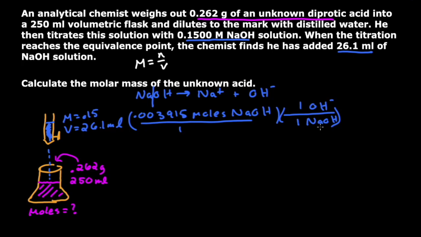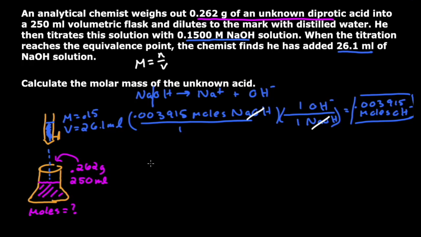And the reason why this NaOH went on the bottom is so that this and this can cancel out, and then when I take this number here times 1 divided by 1, I'm going to get 0.003915, and that will be moles of OH minus. And so now that I know the number of moles of OH minus, it's that number of OH that's going to react with the H plus down here.